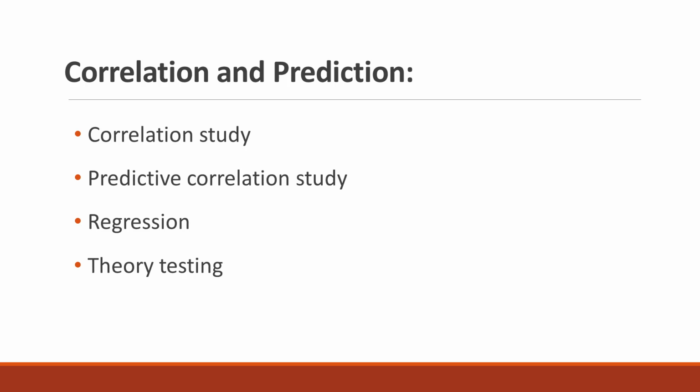This approach is especially useful for validation of diagnostic and prognostic information. A statistical technique called regression is used to establish the accuracy of prediction. Another purpose for correlational study is the testing of theory. With this approach, the researcher chooses specific variables for study based on expected relationships derived from deductive hypothesis.